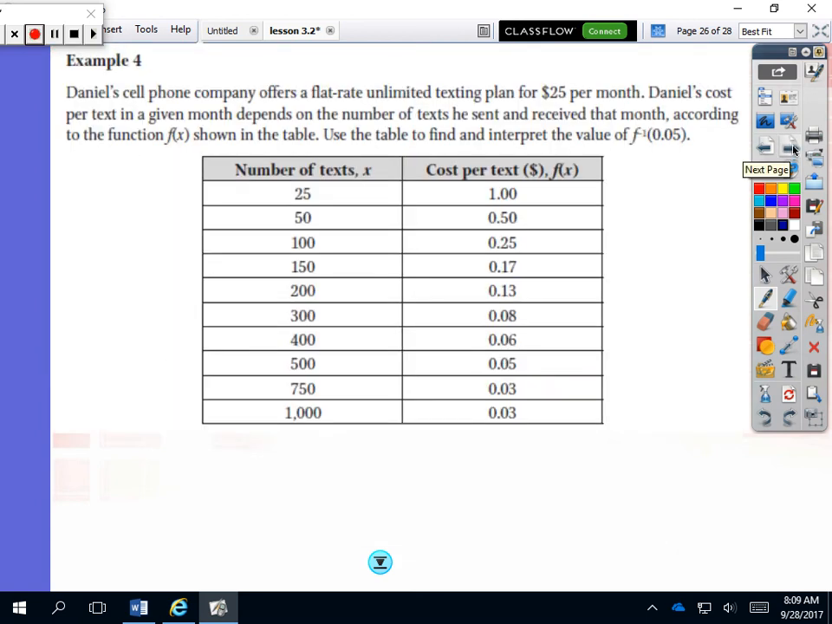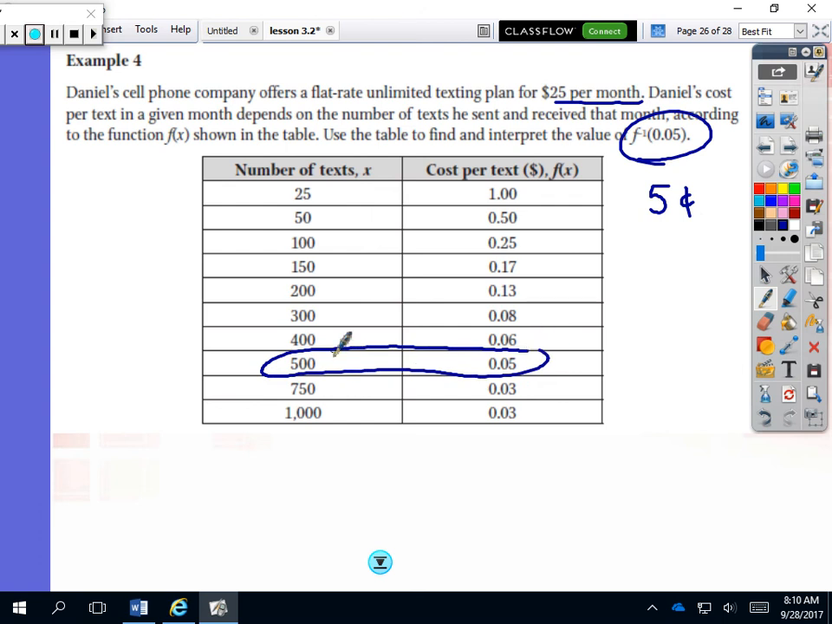The next two examples are more real-world examples. Well, this example is anyways. Daniel's cell phone company offers a flat rate, unlimited texting plan for $25 per month. This is kind of an old thing because now everybody gets their text unlimited. But okay, Daniel's cost per text in a given month depends on the number of texts he sent and received that month, according to the function f of x shown in the table. Use the table to find and interpret f inverse of 0.05, which would be 5/100ths of a dollar or 5 cents. So to get a text for 5 cents, you would have to make this many calls.